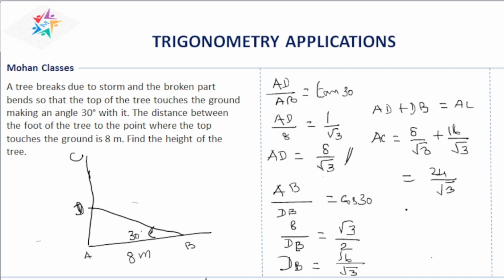Multiply numerator and denominator by root 3. That is equal to what? We will get 24 root 3 divided by 3. That is equal to 8 3s are 24, right? So 8 root 3 meter. That's it. So this is the height of the tree. Understand? First what we did? First we found this AD, after that DB. Then AD plus DB is the height of the tree. Yes, correct? Let us move to the next.